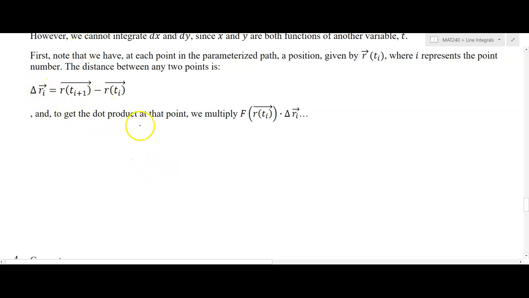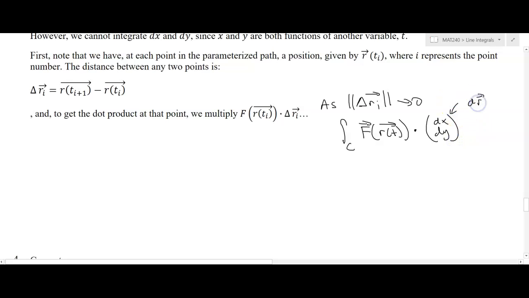And here is one neat little trick to convert our dr vector into a dt vector. So recall that as delta r_i, the length of that vector, approaches 0, this is going to be the integral over our curve of f of r of t dotted with our dr vector, which is dx and dy. Right, that's going to be our dr vector. But let's see if we can do some math on this.